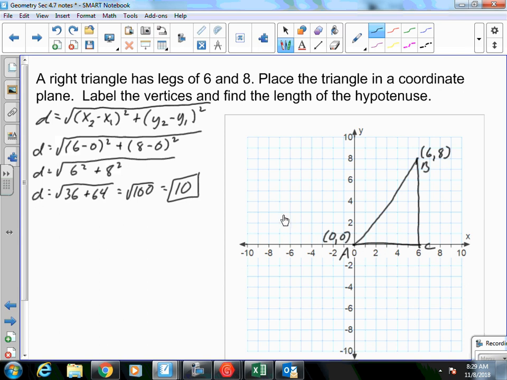Questions there? Anybody? And like I said, it didn't matter where you put the right triangle in the grid. Just using the origin as one of your endpoints made the math a little easier.